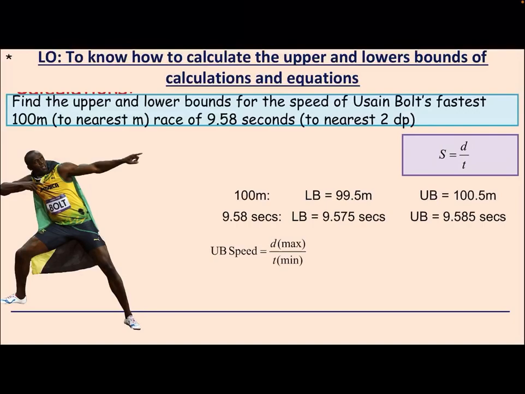Like I was talking about, to find the upper bound speed, we're going to have to use the upper bound distance and the lower bound time. What we end up getting is 10.5 meters per second for the upper bound speed. And then likewise for the lower bound speed, we're going to have to use the lower bound distance and the upper bound time, and our answer is 10.4 meters per second. Right, let's move on to our next question.